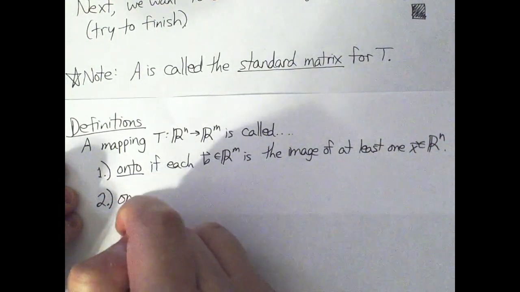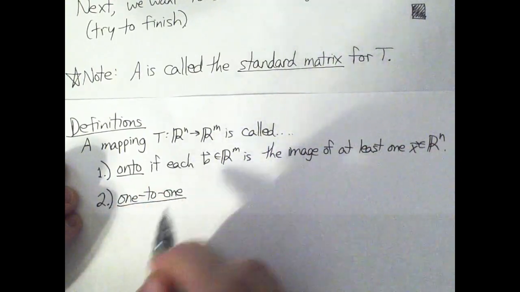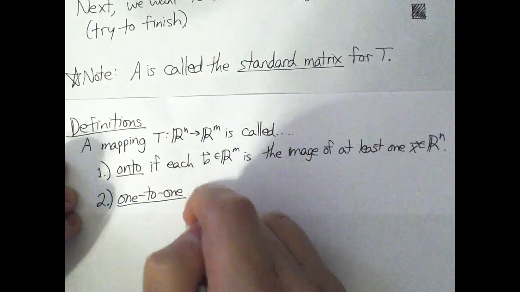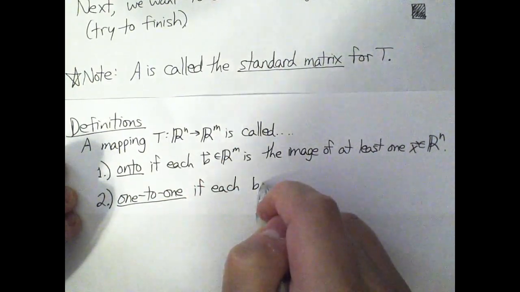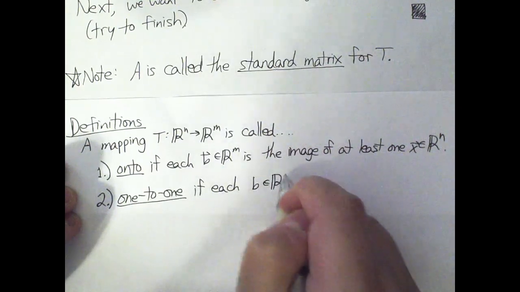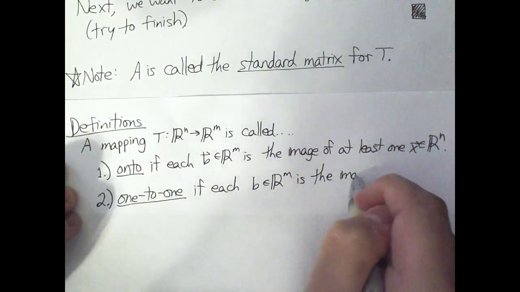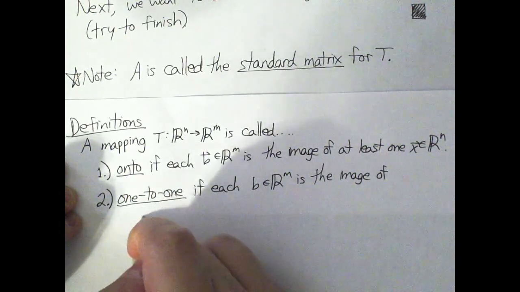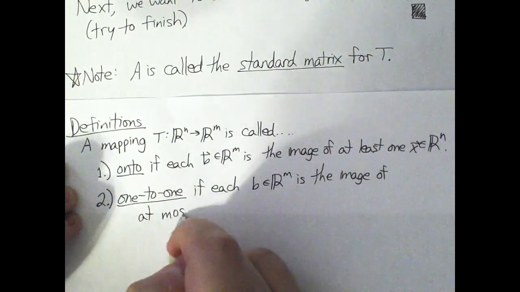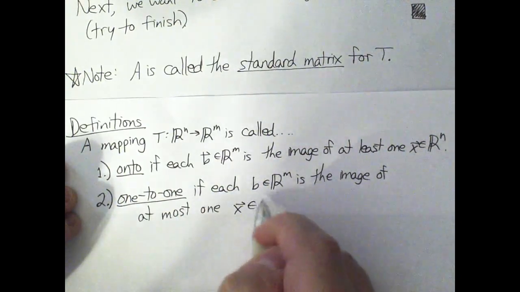And the other definition is one-to-one. All right, T is called one-to-one if each B in Rm is the image of at most one X in Rn.